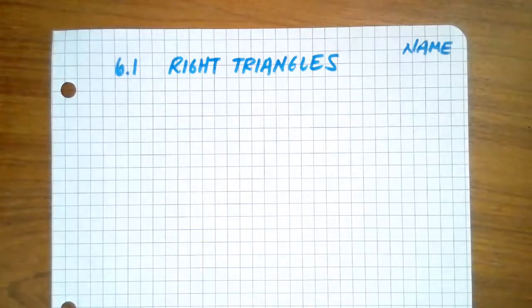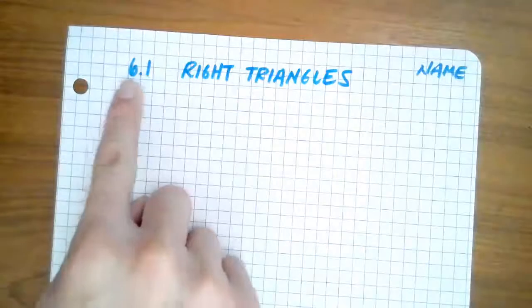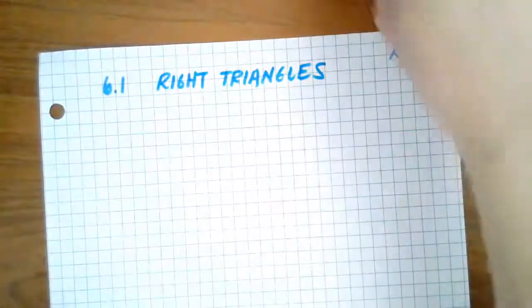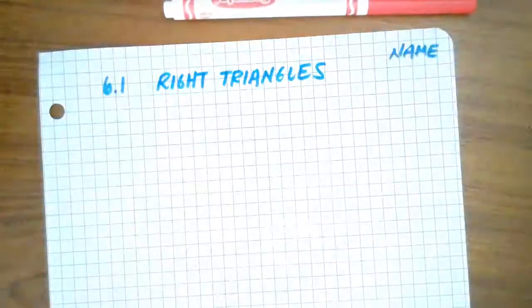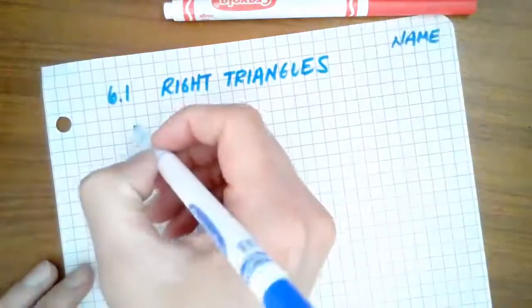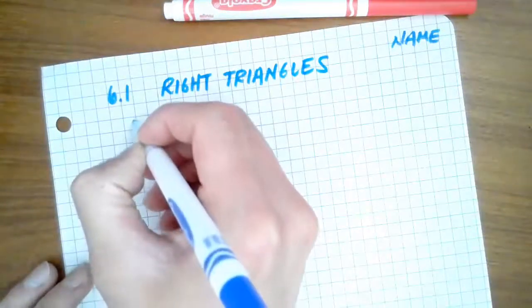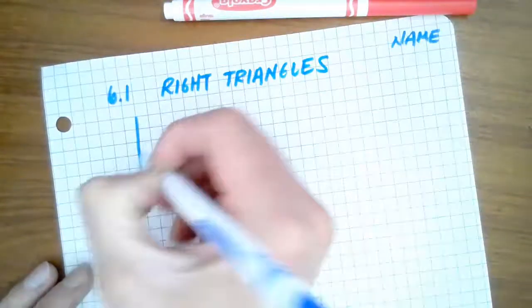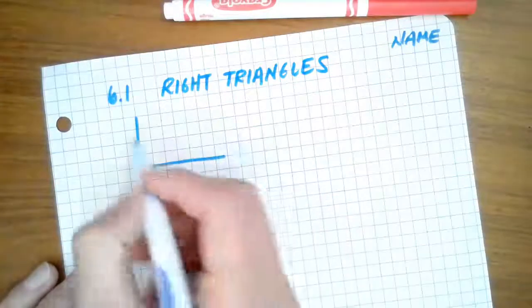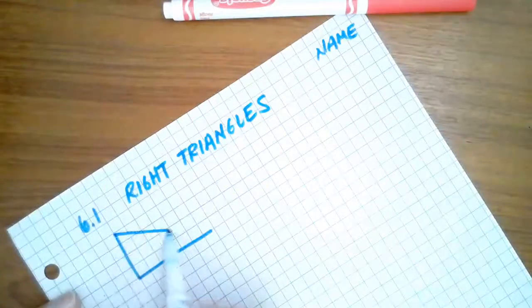Hello everybody, these are the video notes for lesson 6.1 and you can title this Right Triangles. Let's draw out two triangles. The first triangle, I want you to draw a vertical line just like that, and then a horizontal line just like this. The exact lengths don't matter too much, and then let's connect those two lines to make our triangle.